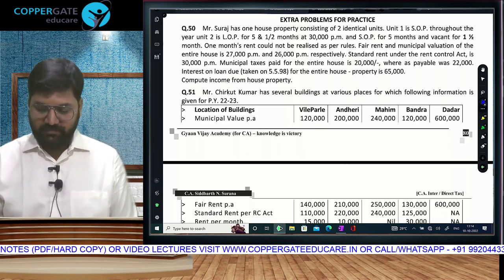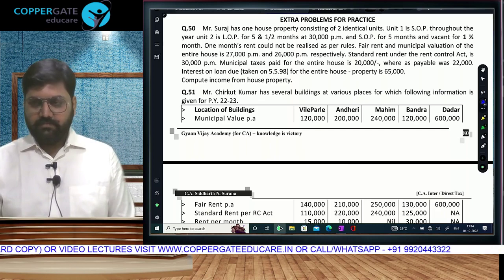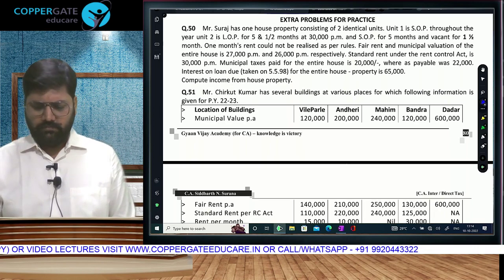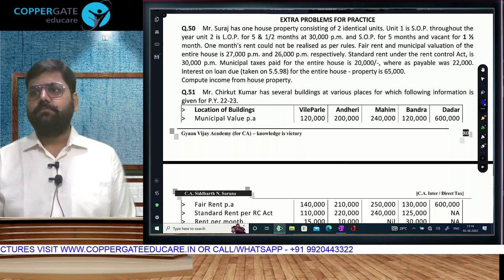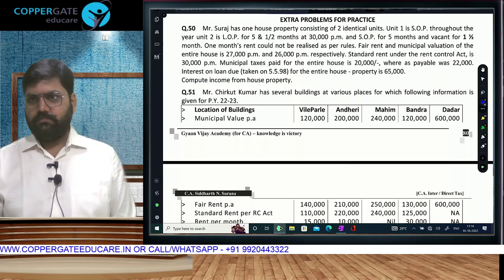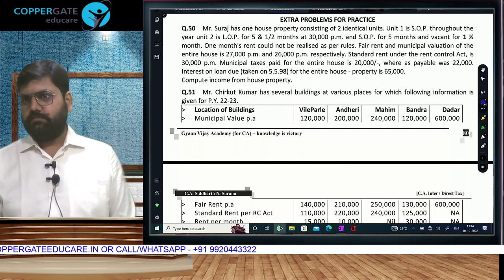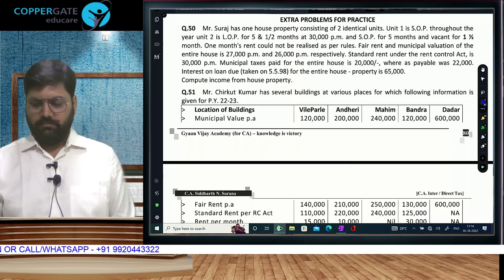Mr. Suraj has one house property consisting of two identical units. One unit is SOP throughout the year and unit 2 is LOP for 5.5 months at 20,000 per month, SOP for 5 months and vacant for 1.5. The 1 month's rent could not be realized as per rule. Fair rent and municipal valuation of the entire house is 27,000 per month and 26,000 per month respectively.